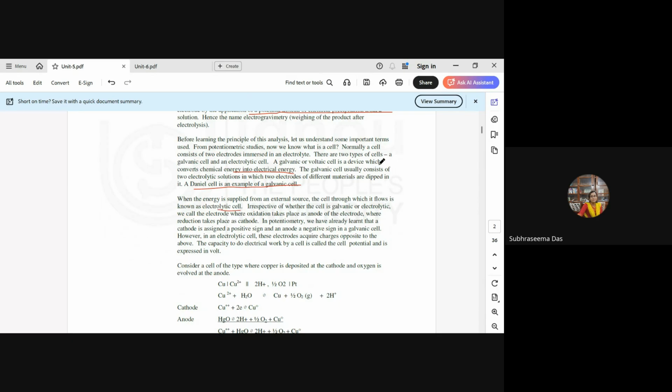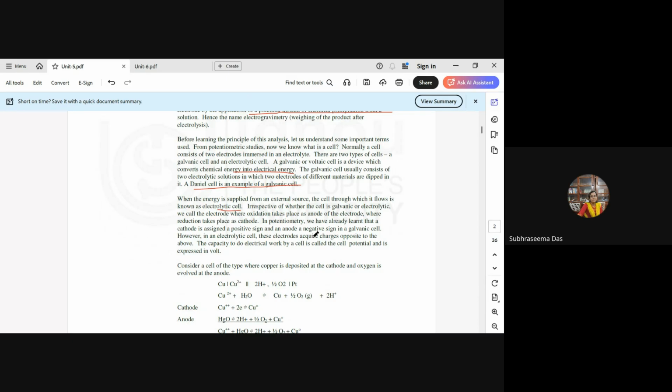Irrespective of whether the cell is galvanic or electrolytic in nature, we call the electrode where oxidation takes place the anode and where reduction takes place the cathode. This is a general concept that we have to remember throughout electrochemistry: the electrode where oxidation occurs is always the anode, and the electrode where reduction takes place is always the cathode. This is a very conceptual thing in electrochemistry.